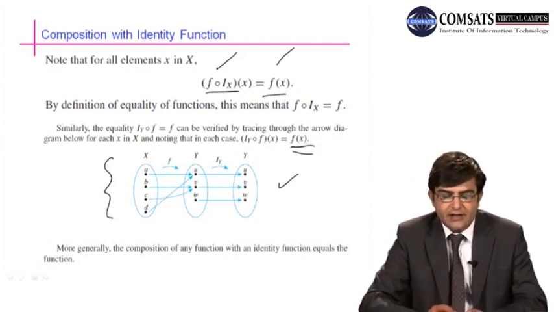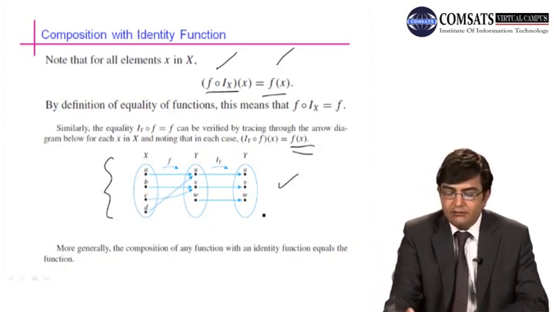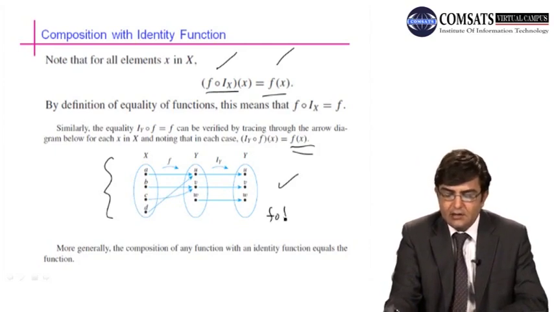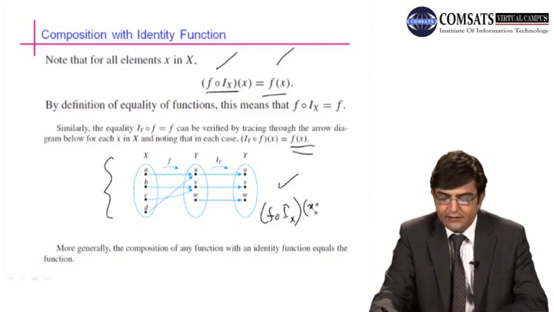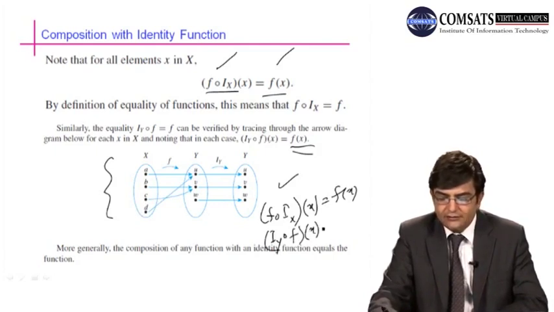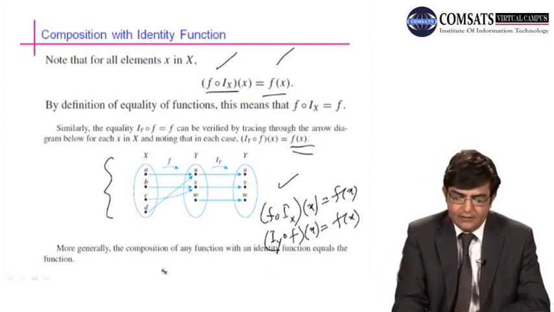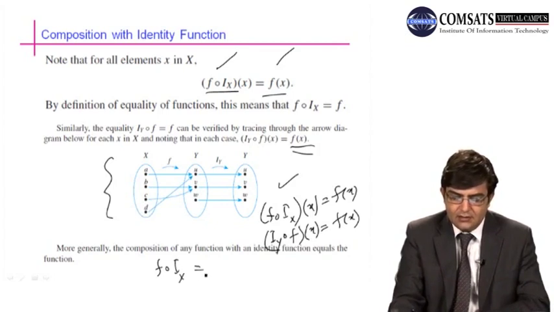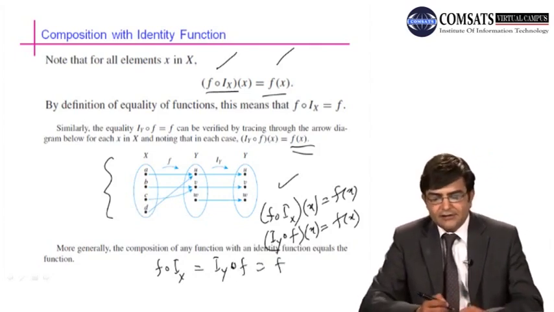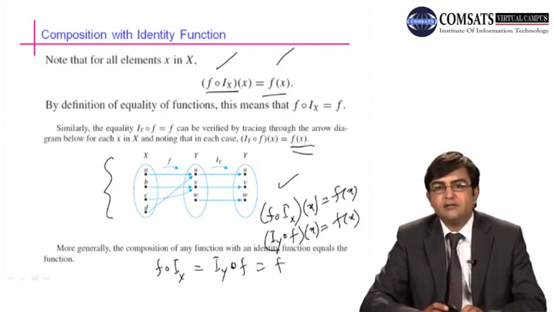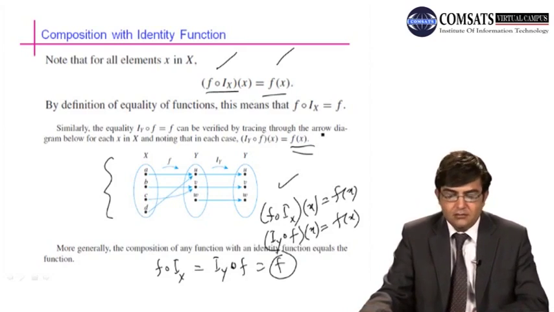So the composition of any function with the identity function is defined like this, and always f circle I x of x is f of x, and similarly I y circle f of x is also f of x. We conclude here that f circle I x is equal to I y circle f is equal to f. That means if we define the composition of any function with the identity function, it changes nothing. We will obtain the same function which is defined here.